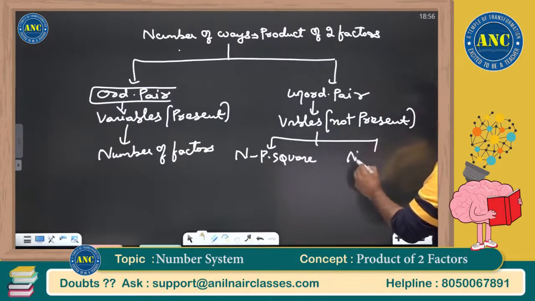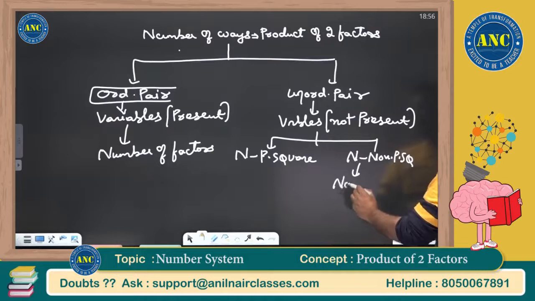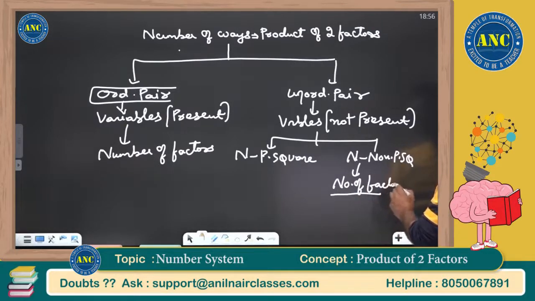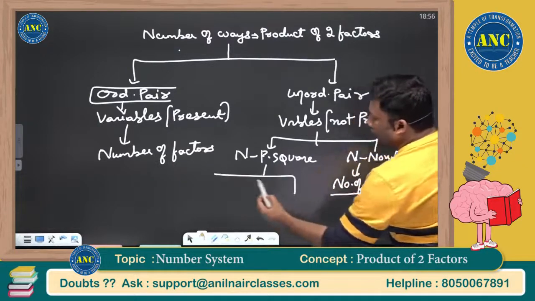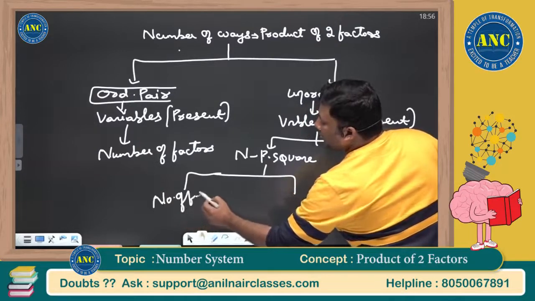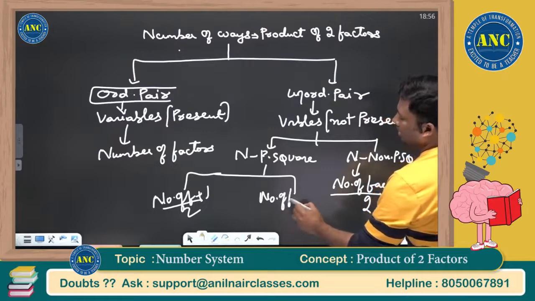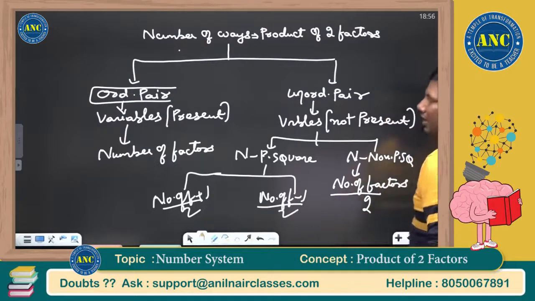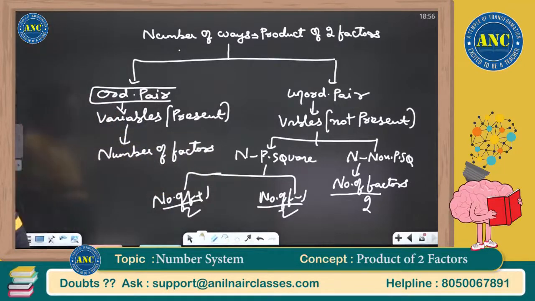N is a non-perfect square. Non-perfect square, it is simple: number of factors divided by 2. Here two more cases will come: number of factors plus 1 by 2, and number of factors minus 1 by 2. I hope this flowchart is extremely clear to you.